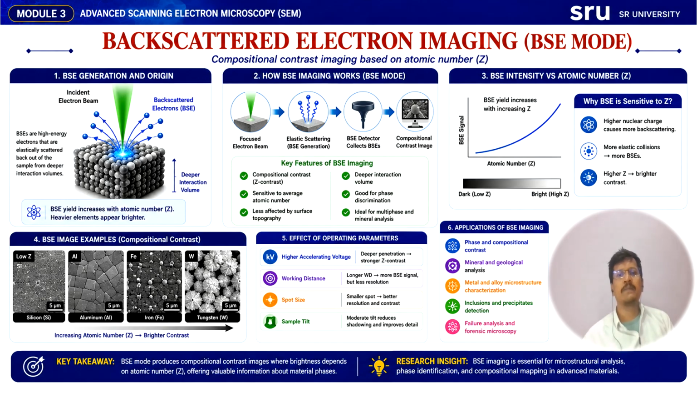One important distinction between secondary electron and backscattered electron imaging is the depth of information. Since the backscattered electrons originate from the deeper region within the sample, the backscattered electrons provide information about bulk composition rather than just surface features.